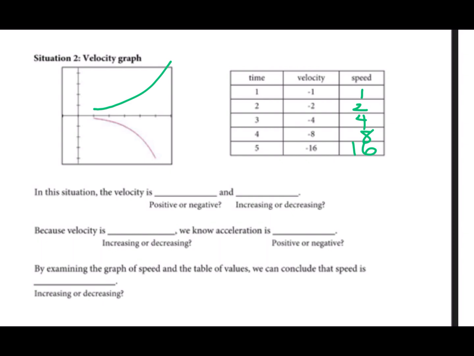So in this situation, you can see the velocities are all negative values. Look at the velocity graph. The velocity graph is down here.